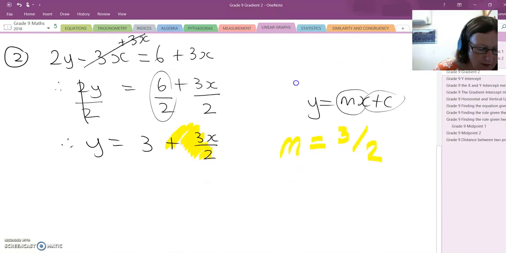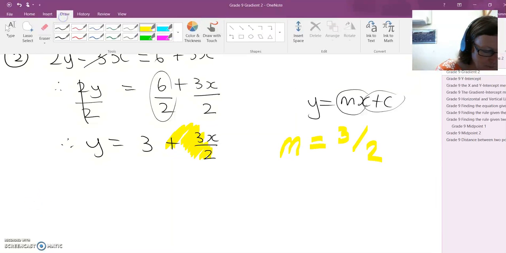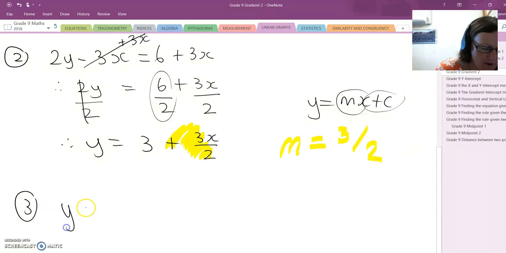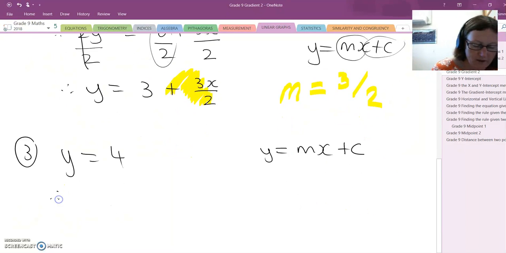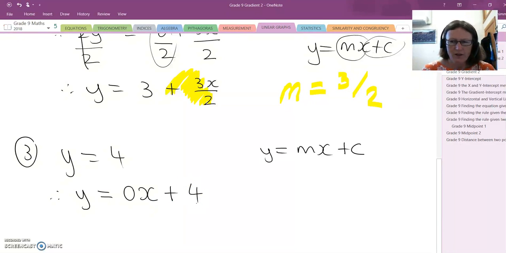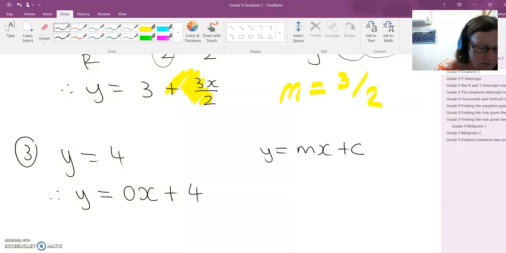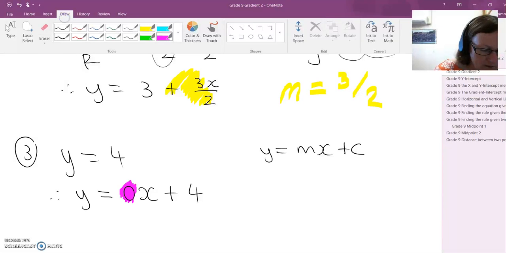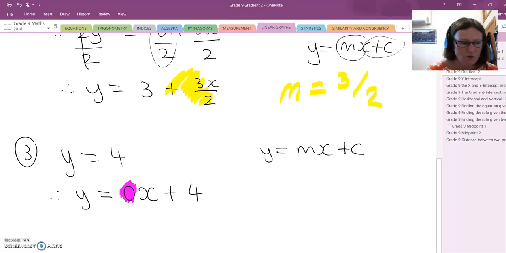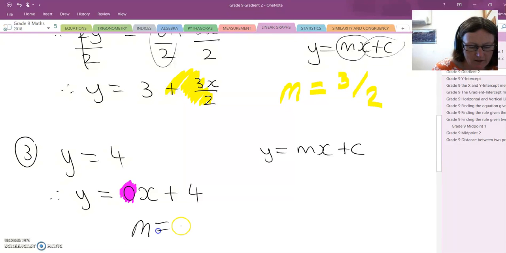Okay, our third example, y is equal to 4. Remembering, when it's in the form y equals mx plus c, with this one there is no term with the x. So we could also write it like this: 0x plus 4. I think if we wrote it like that, then you could see that the gradient, remember we look for the coefficient with the x, the gradient is 0. So for an example like that, if it's just simply y equals 4, there is no term with the x, our gradient is 0.